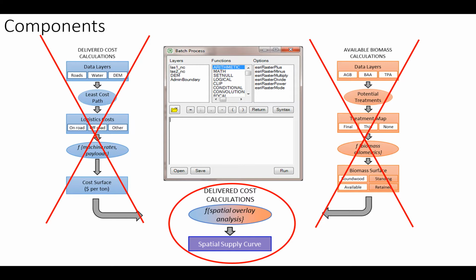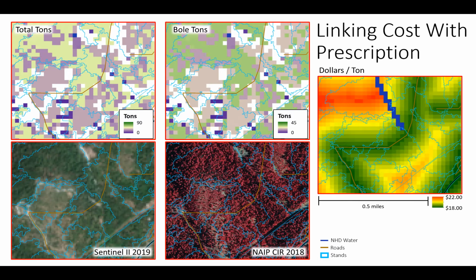Now that we got these two separate components, we have what's available on the landscape and how much of it we desire to remove to meet a certain condition, along with how much it would cost to move that material to any given facility. We can then combine these spatially using these batch processing tools and function modeling to get at what are those spatial supply curves. And in so doing, you can graphically depict, spatially depict at very fine resolutions what the actual dollar per ton estimate would be to move that material to that facility.